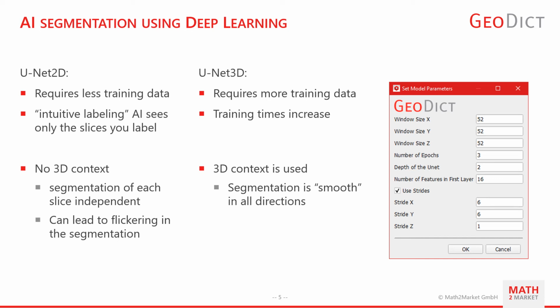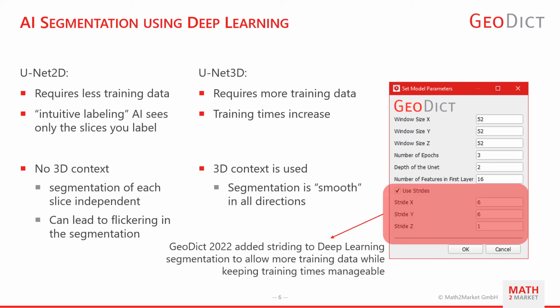We implemented some improvements here. So in Geodict 2022, we now have in the model parameters the option to use striding for the window that Geodict is moving over the scan to do the segmentation and the training. With the striding option, you are not creating a training window around each pixel that is labeled, but you are actually moving the window over the structure, and you can decide to not move the window one pixel by one pixel because there's not a lot of change in the training data there.